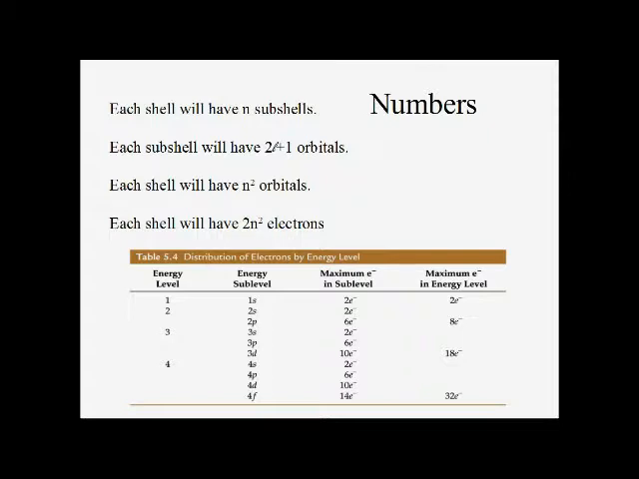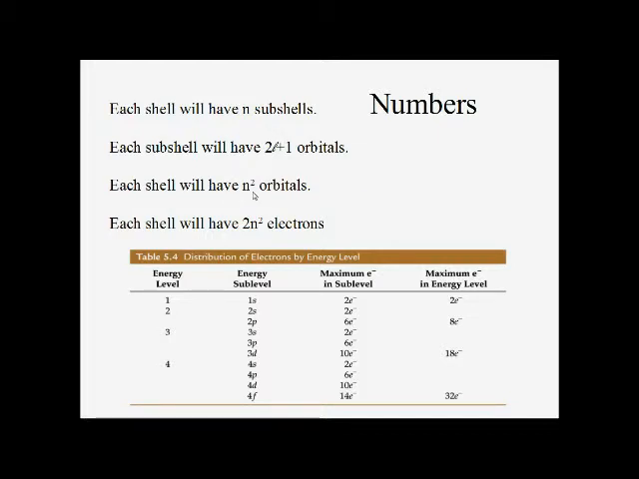So some numbers. Each shell will have n subshells. So shell 4 has 4 subshells, SPDF. Each subshell will have 2L plus 1 orbitals. Since L is 0 for S, that means S is 1 orbital. L equals 1 for P, so that would be 3 orbitals for P. L equals 2 for D, that gives us 5 orbitals for D. L equals 3 for F, which gives us 7 orbitals for F.